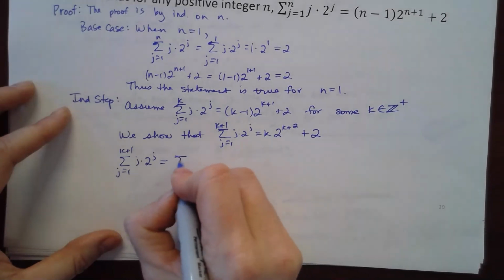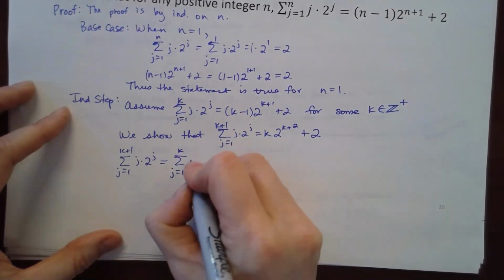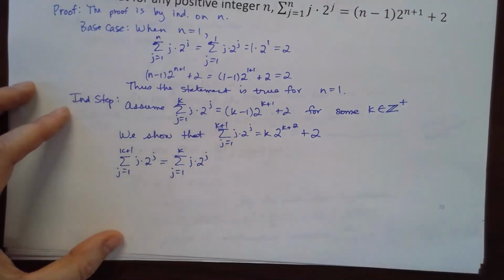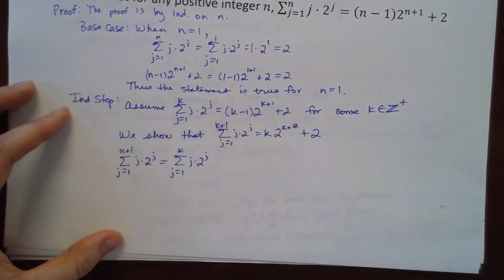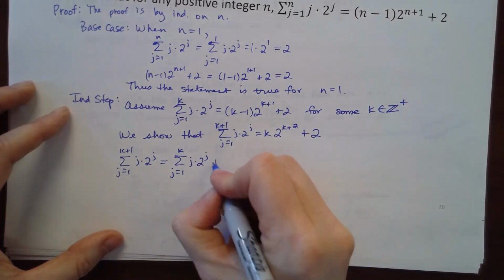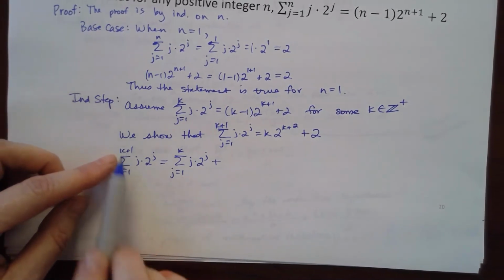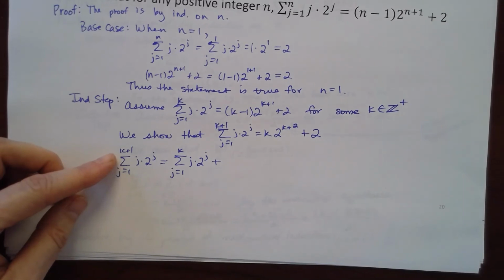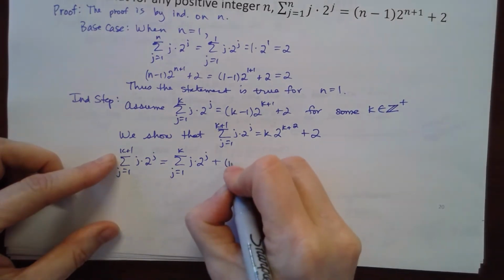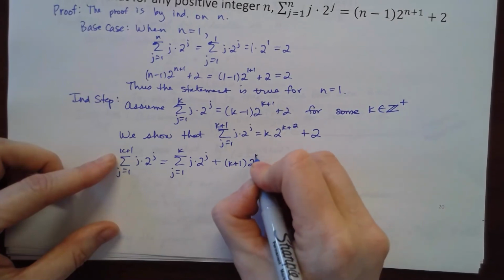So we're going to split this apart and stop this summation at k instead of k plus 1, so that we can use this assumption that we made up here. All right, well, we stopped short, so we need to make sure that we add on that last final term. The final term was when j was equal to k plus 1. So we put that into this expression. What we still need to add on to make sure that it's still equal is k plus 1 times 2 to the k plus 1.